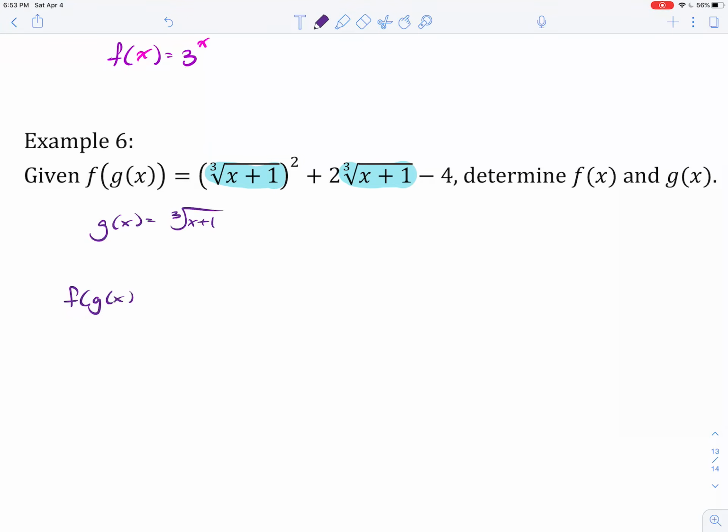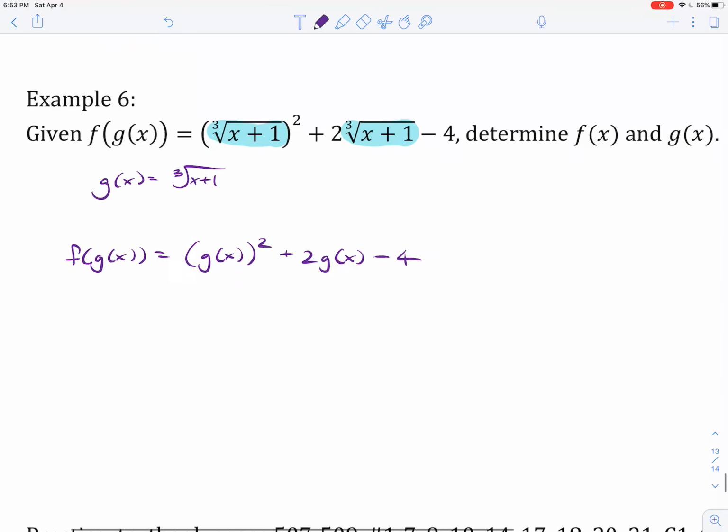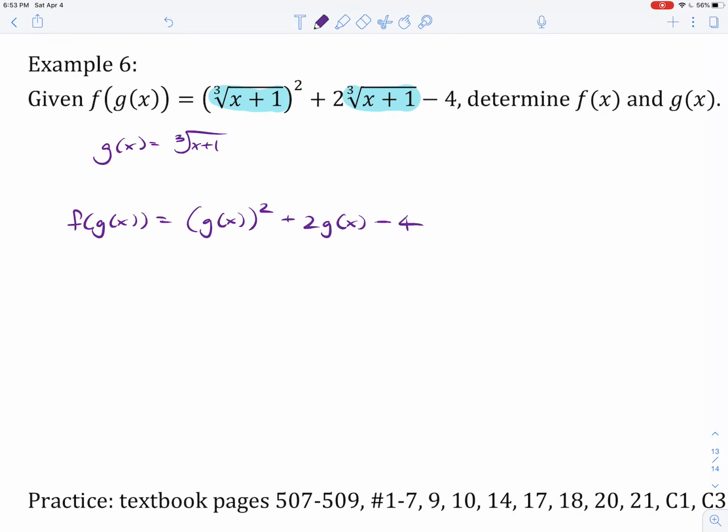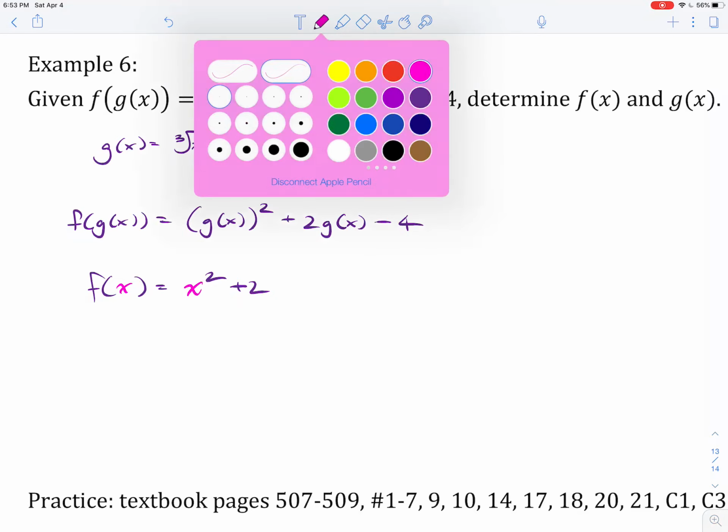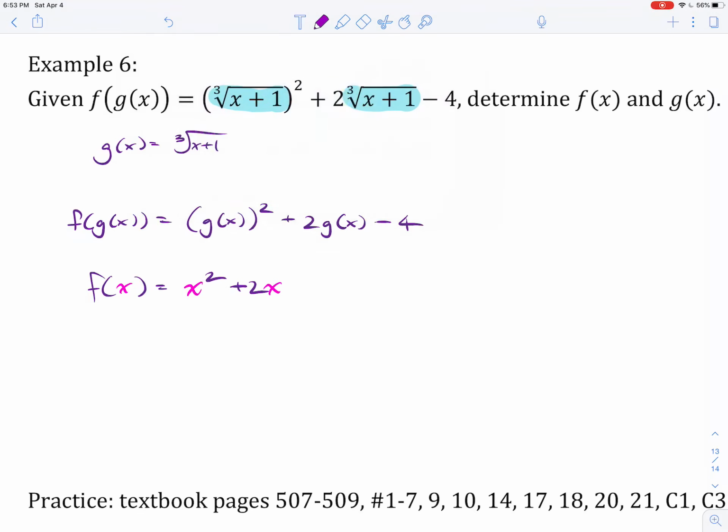In which case, f of g of x is g of x squared plus 2g of x minus 4. And that doesn't look nearly as bad, but you know what looks even better? Oh my goodness. This thing looks so good. Turning all those g of x's into x's. Boom. This thing is done.